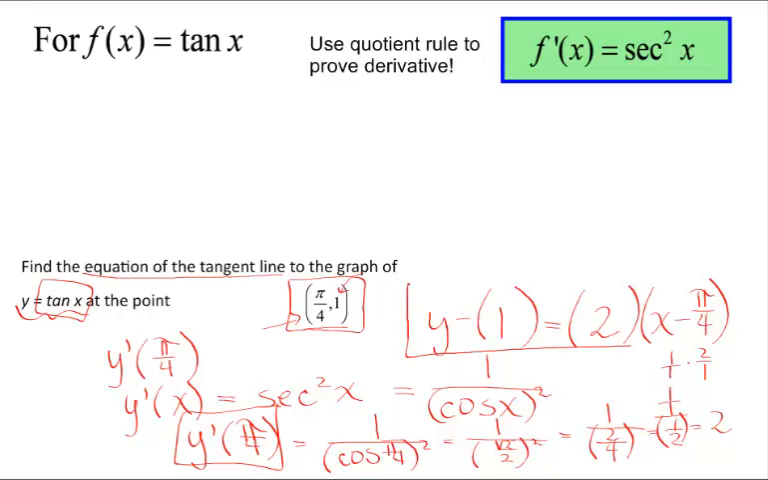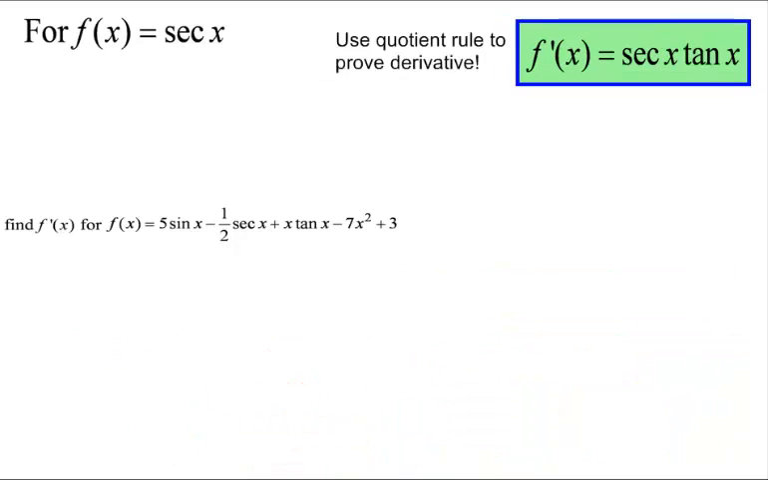The equation of the tangent line is given right here, point slope form. Do not be tempted to turn it into slope-intercept form. We don't need to do that. Number one, it's a waste of time. Number two, we're highly likely to introduce algebra error. Walk away.